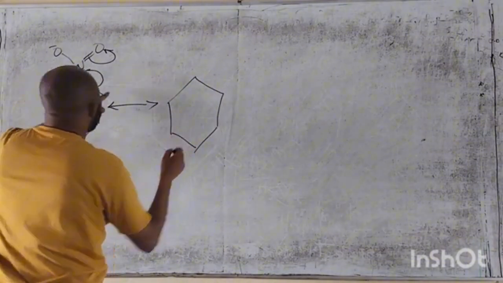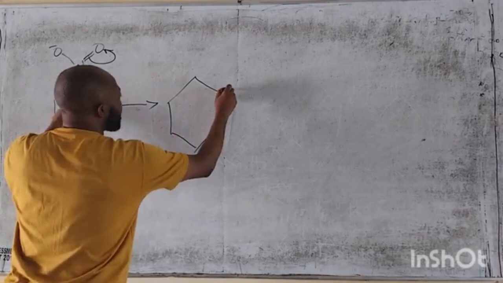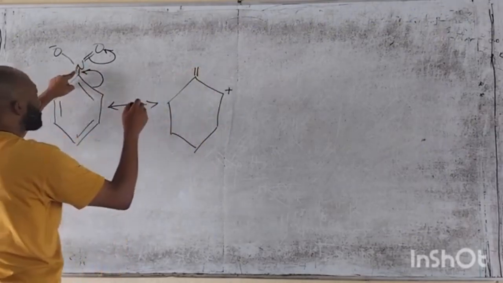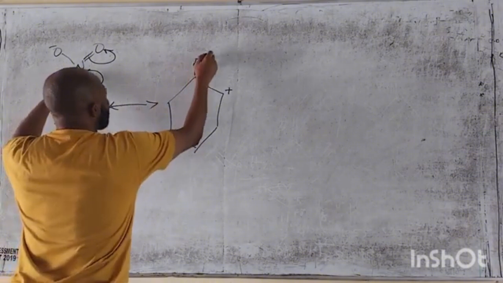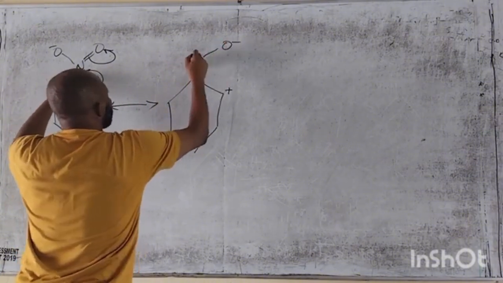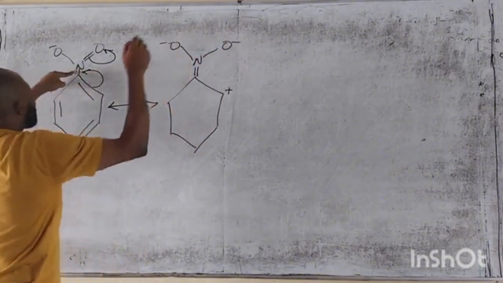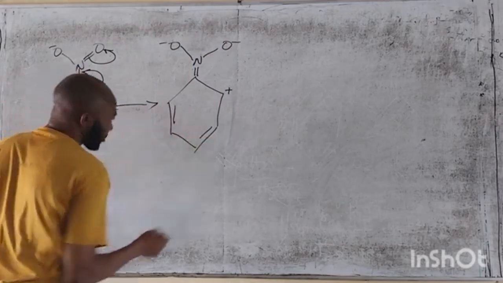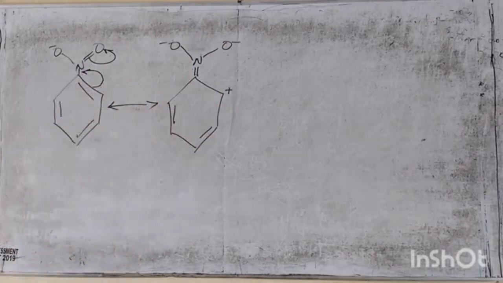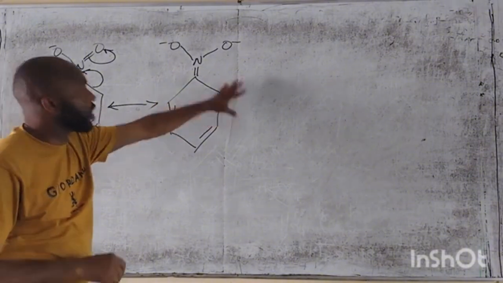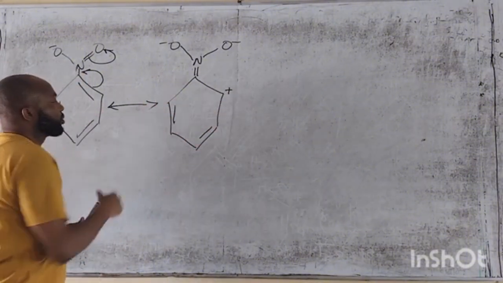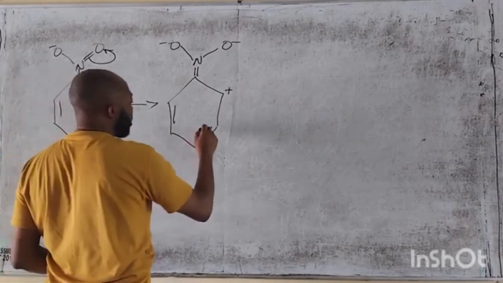Now, this one hasn't moved. Give this positive. I now have a double bond here because I've moved one of it down here. I have my nitro. This is O negative, O negative. Now I still have this and this. So this is at the ortho position, positive. I'll explain that. Let's move on. Then this one will now go here.